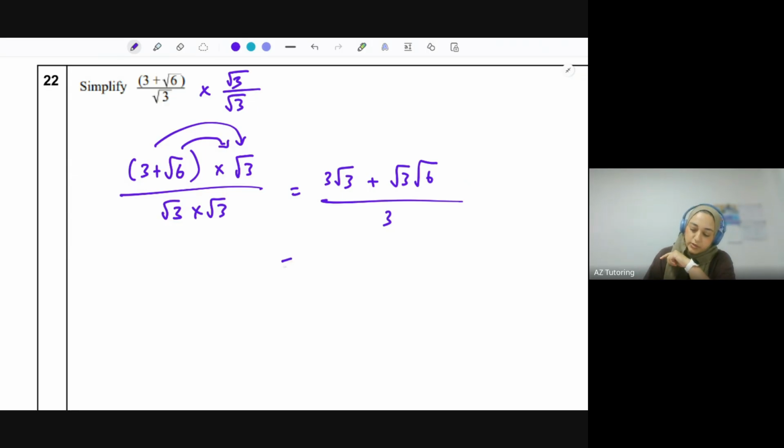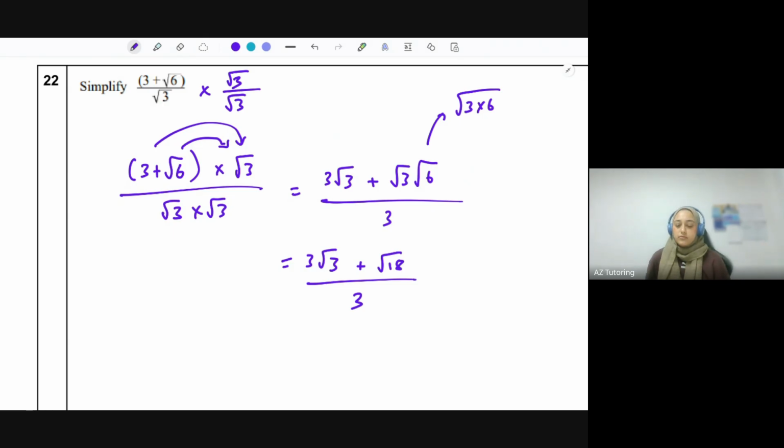Let's gather them together first. So I've got 3 root 3 plus root 3 times root 6. Remember, this here is 3 times 6 all under one root. 3 times 6 is 18, so we get root 18 over 3. And I can't really simplify that, to be honest.